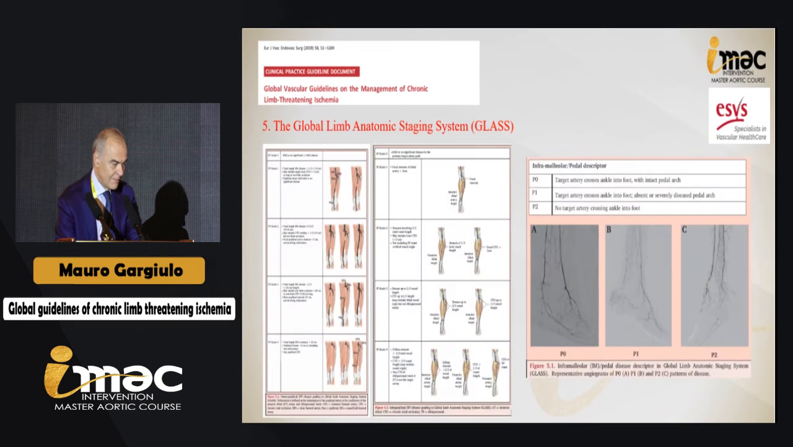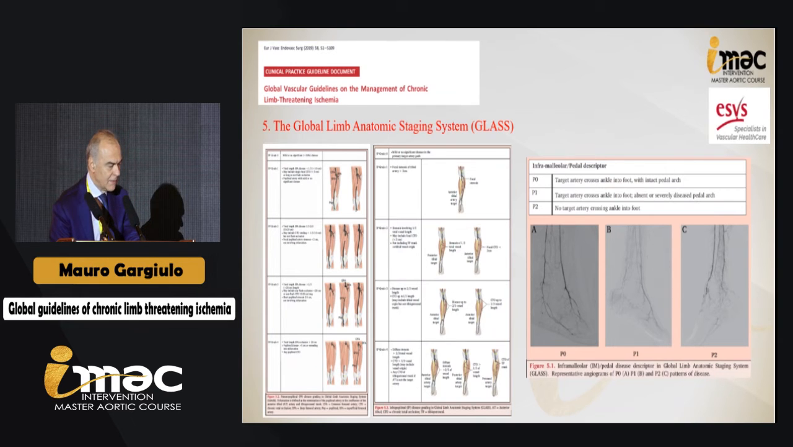The global limb anatomical GLASS classifies the femoropopliteal and infrapopliteal disease in 4 different grades, and we define even the infrapopliteal pedal descriptor that you can see on the right side in 3 different grades.